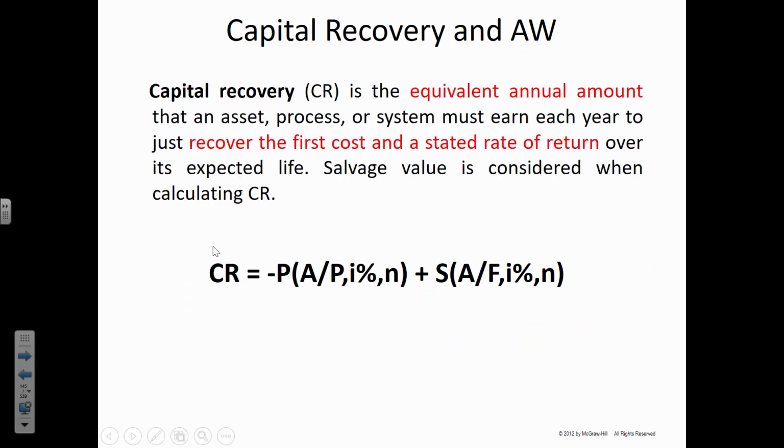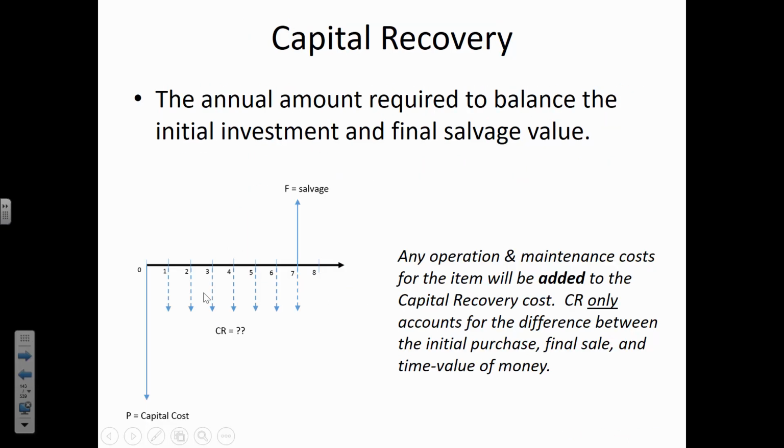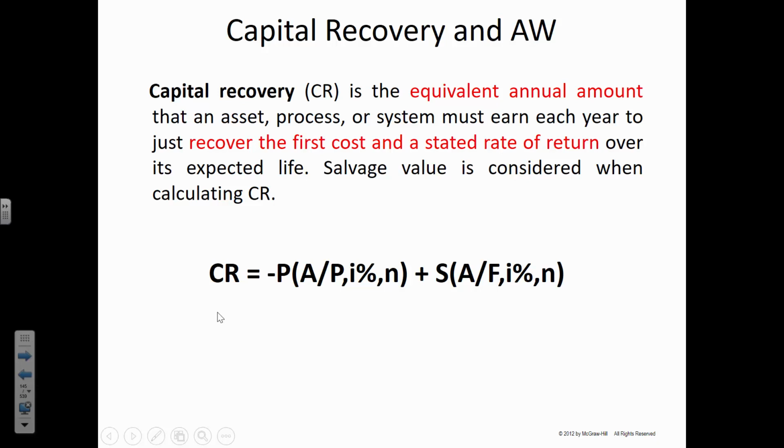Here's the formula for how to calculate capital recovery. And it's the same thing that we can see from the cash flow diagram. How do you calculate this unknown annual series? Well, you take P and convert it to A, and you take the F and convert it to A. And that's all this formula says: calculate the capital recovery amount by taking the present value and finding the annual equivalent of that. And then the salvage value, which is in the future, you would multiply that by the factor for A/F. So you're finding A given some future amount.